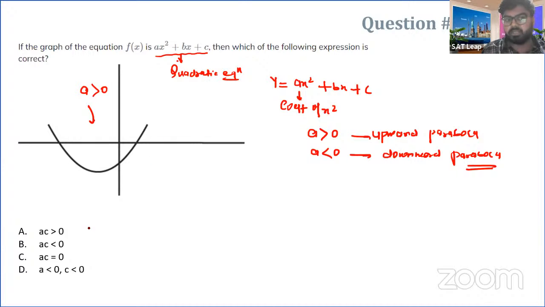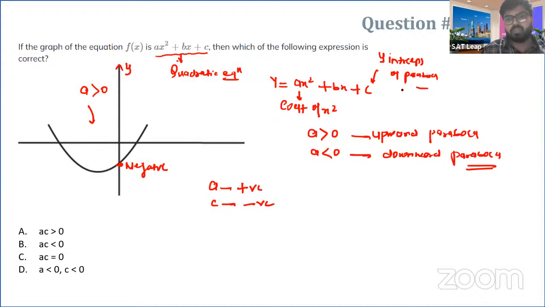Now talking about C here. What is C? C is nothing but the y-intercept of the parabola. If you look at this curve, you will find that the y-intercept is negative, right? This is your y-intercept and this is negative. So A is positive and C is negative. The question is asking which of the following expressions is correct, and the expression is talking about A and C.